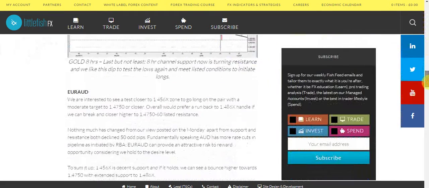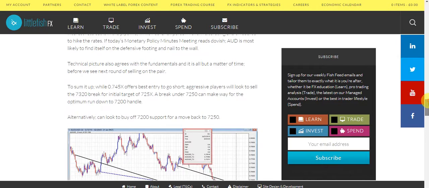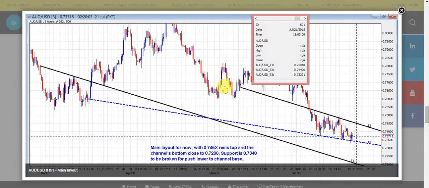Get down to Australian dollar. The idea was that the pair points to decent opportunities to set shorts up from the 74.50ish level for a healthy risk to reward ratio. I was basically looking towards the 7200 handle, and it was based on the prime 8 hours layout. So the post is already there. I'm just going to go and discuss the chart. This is a chart in motion.